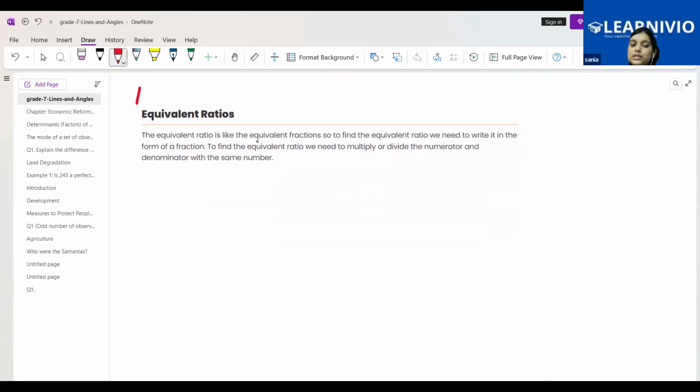Now let's come to the next one, equivalent ratios. The equivalent ratio is like the equivalent fraction. To find the equivalent ratio, we need to write it in the form of a fraction, and multiply or divide the numerator and the denominator by the same number. For example, I gave you 5 ratio 20, and I'm asking you to find equivalent ratios. So how do we find it? We will multiply. It's like 5 divided by 20. You will multiply with, let's say, 2 and 2. So you got 10 and 40.